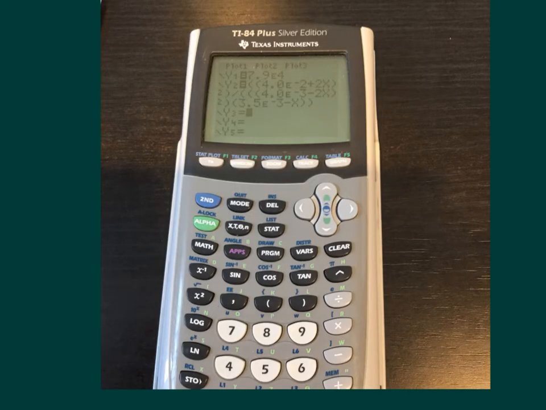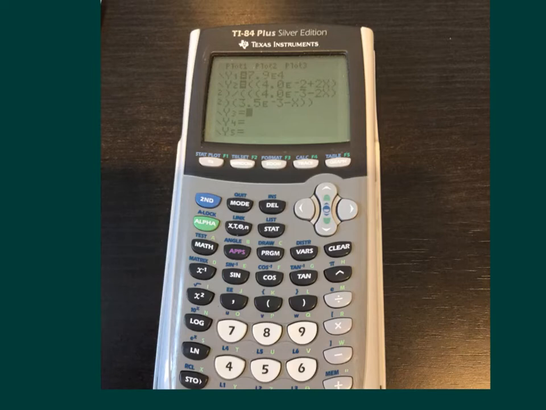Okay, here we have a TI-84, and you can see that I've entered under y1 the 7.9 times 10 to the fourth, the Kc, and for y2 I have entered the equation that I have: 4 times 10 to the negative second plus 2x, squared, divided by this whole quantity, 4 times 10 to the negative third minus 2x, squared, times 3.5 times 10 to the negative third minus x. One thing you have to be really careful of with this is that you have the parentheses correct so that you're dividing by the whole thing.